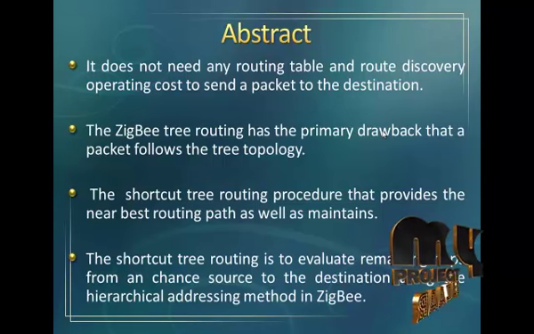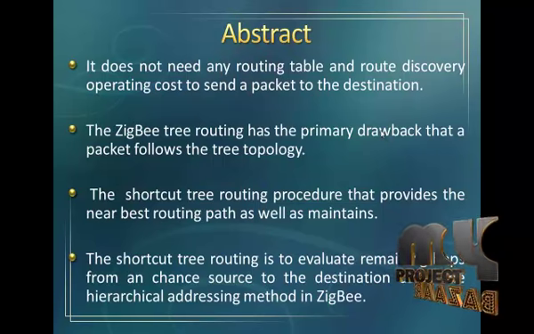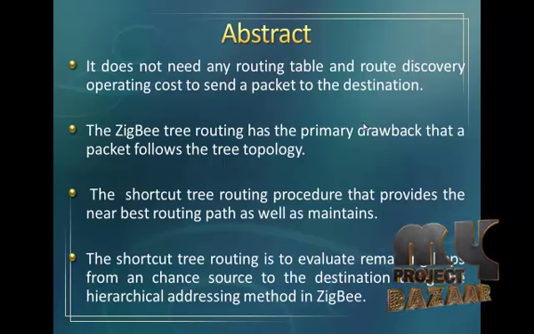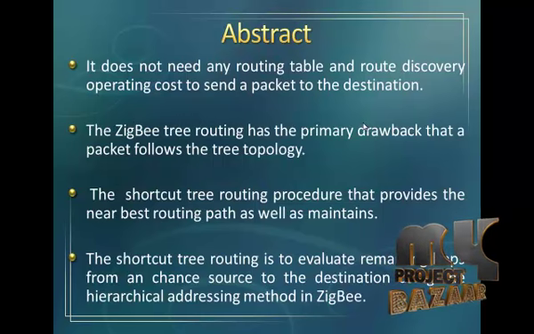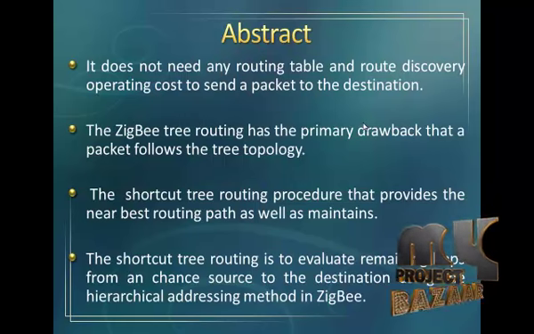ZigBee tree routing has a primary drawback: the packet follows the tree topology. In the existing process, the packet destination information is not clear. This proposed method first gets the destination details before sending the file. Shortcut tree routing provides a near-best routing path as well as maintenance.